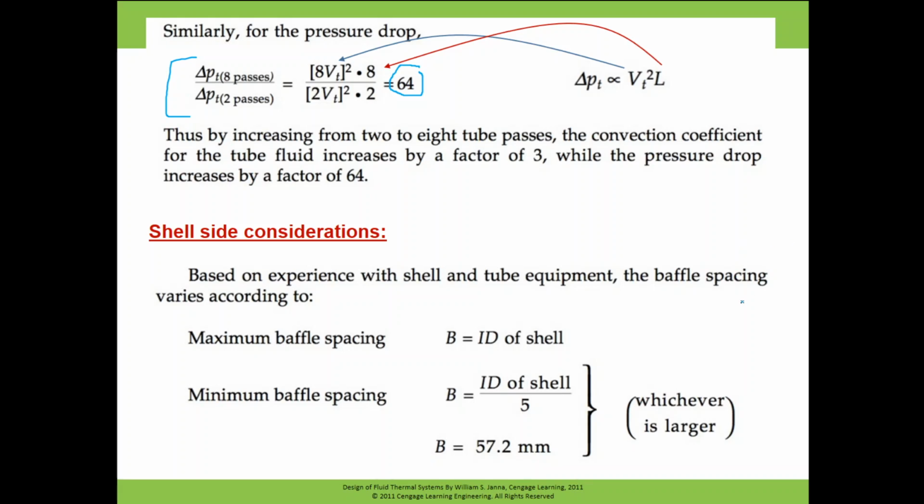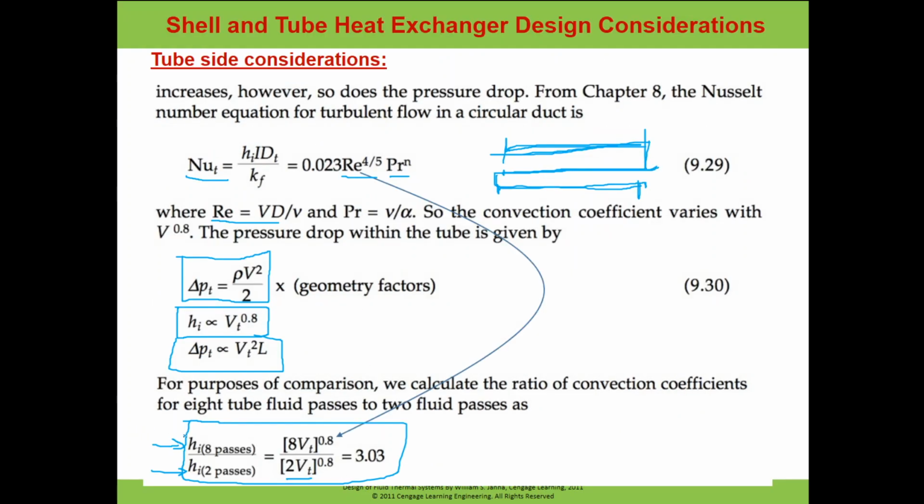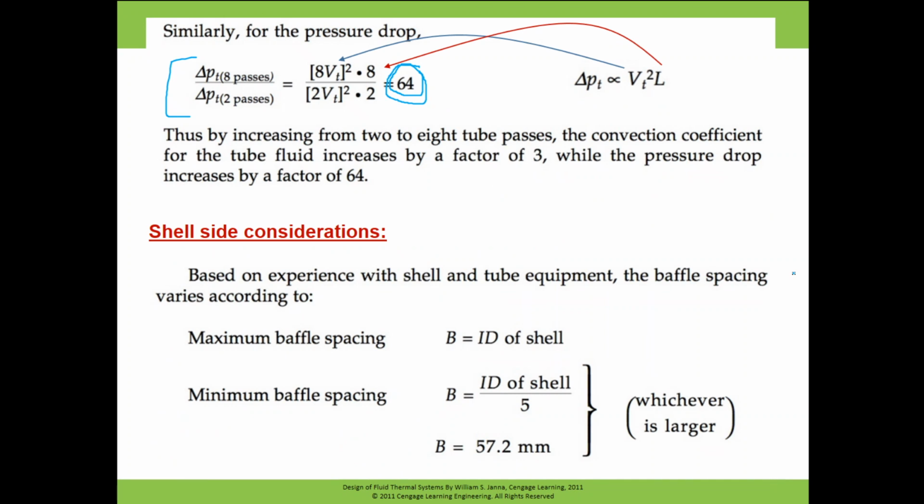So what we can see from here is that the pressure drop increased drastically, and the pressure drop becomes 64 times when you change the passes from 2 to 8. However, the heat transfer coefficient is increased only by 3 times when you change the number of passes from 2 passes to 8 passes. So this is the effect when you change the configuration for the tube side. Now we will see if we change the configuration at the shell side, then what is the effect on the heat transfer and pressure drops.